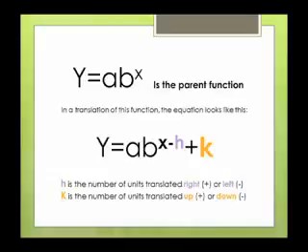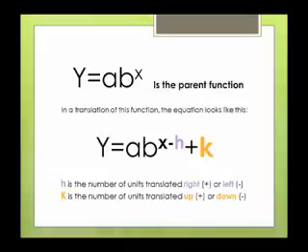In a translation of that function, our parent function, the equation looks like this. Y equals ab, that's the same. And then the exponent is going to become x minus h, and then we have plus k, or the constant. In this case, h in the exponent is going to be the number of units translated either to the right when it's positive or to the left when it's negative. K is going to be the number of units translated up when it's positive or down when it's negative.